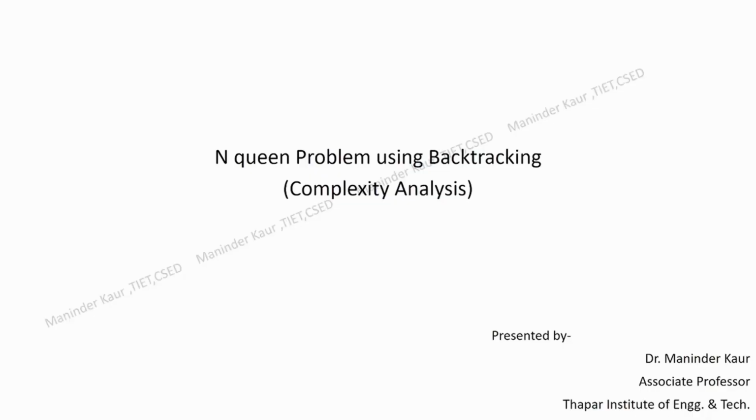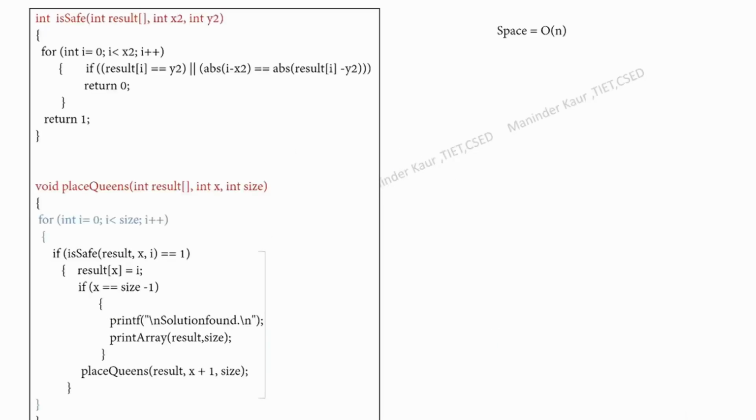Now, complexity analysis of the n-queen problem using backtracking. This was the main underlying code for running the n-queen problem using backtracking. There was an isSafe functionality, which checked that no two queens attack each other, and the main function was the place function, which was used to place a queen at the respective position, for every queen on the chessboard.